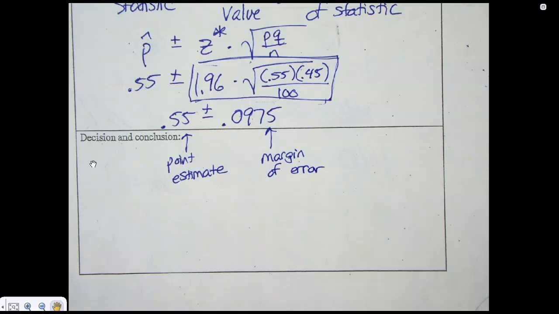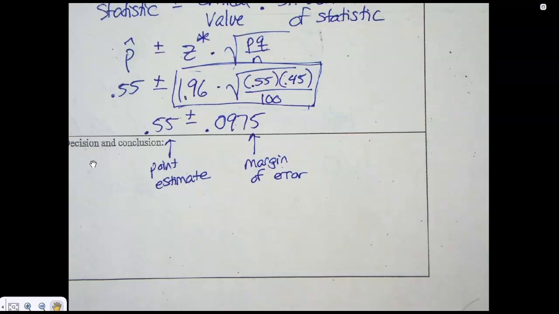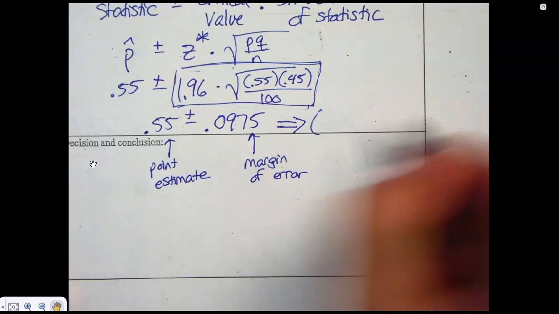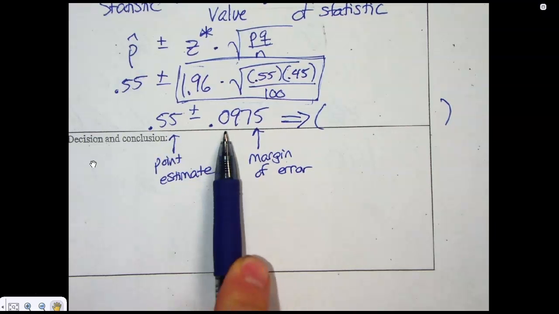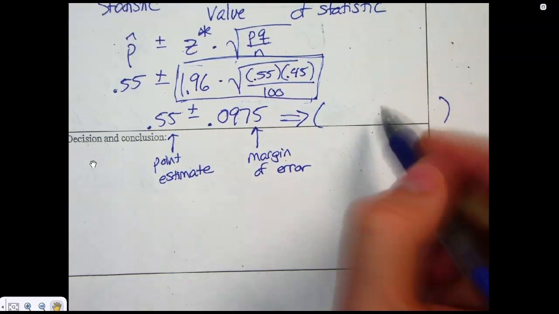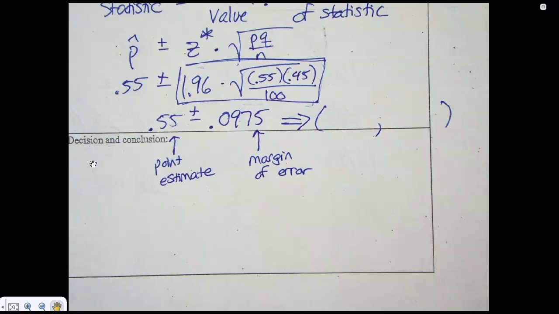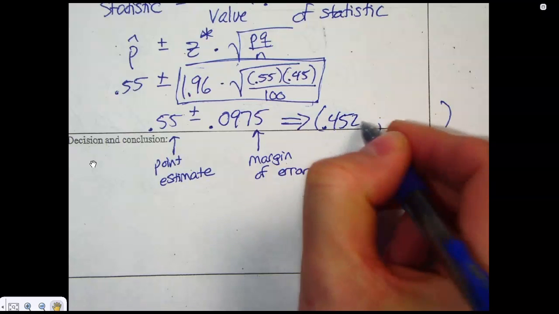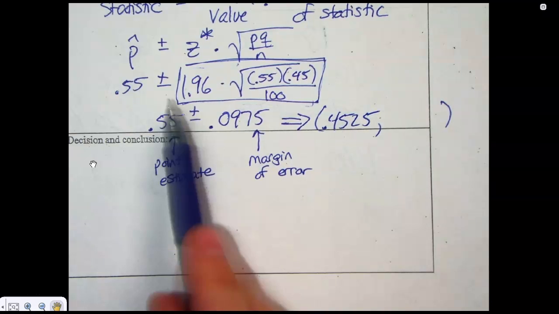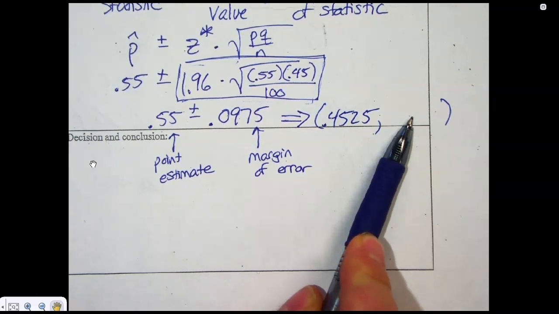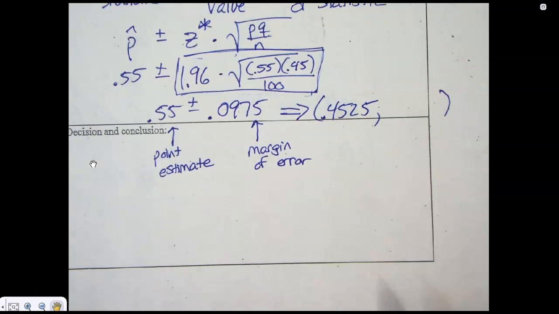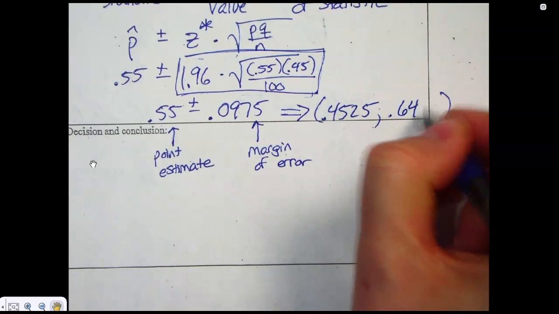I know I'm overflowing the box here. What you're going to do is start with 0.55 and subtract 0.0975. See what you get. So this is 0.4525. And then do 0.55 plus 0.0975. Let's see what you get. So 0.647.